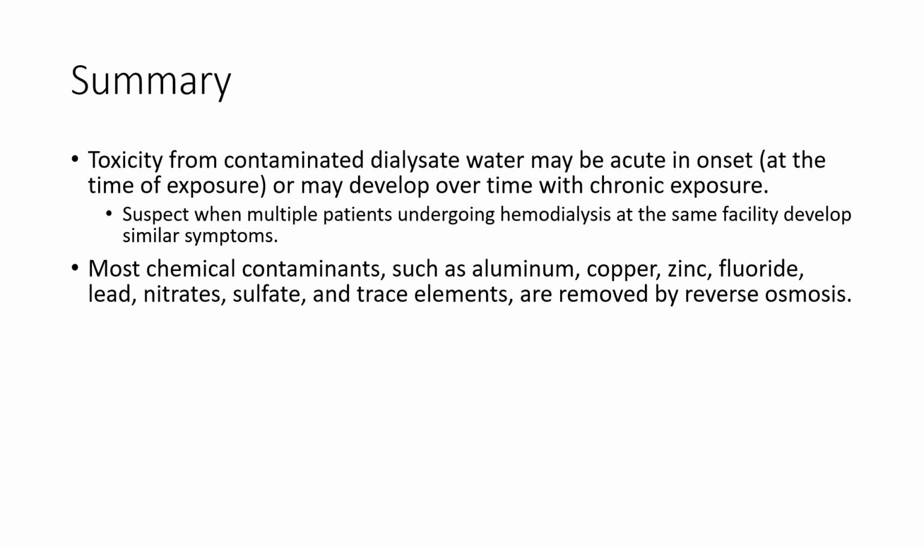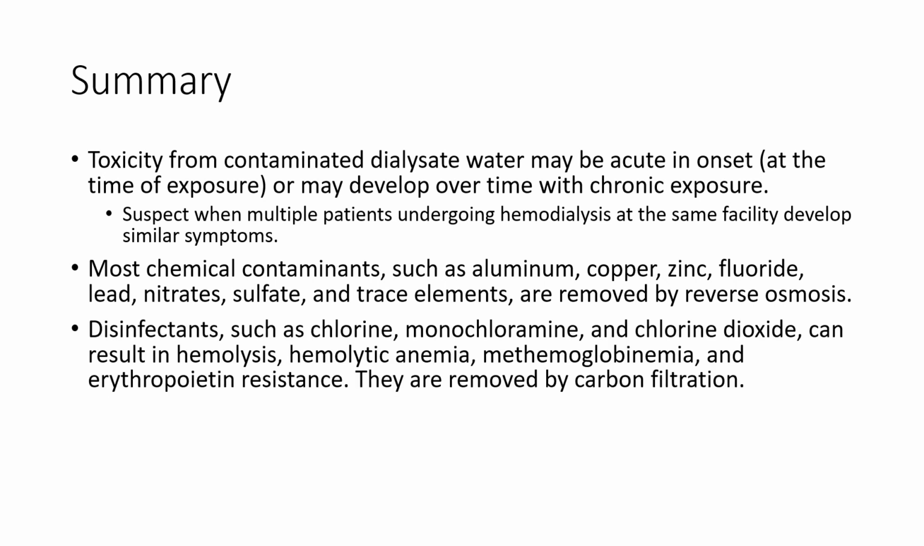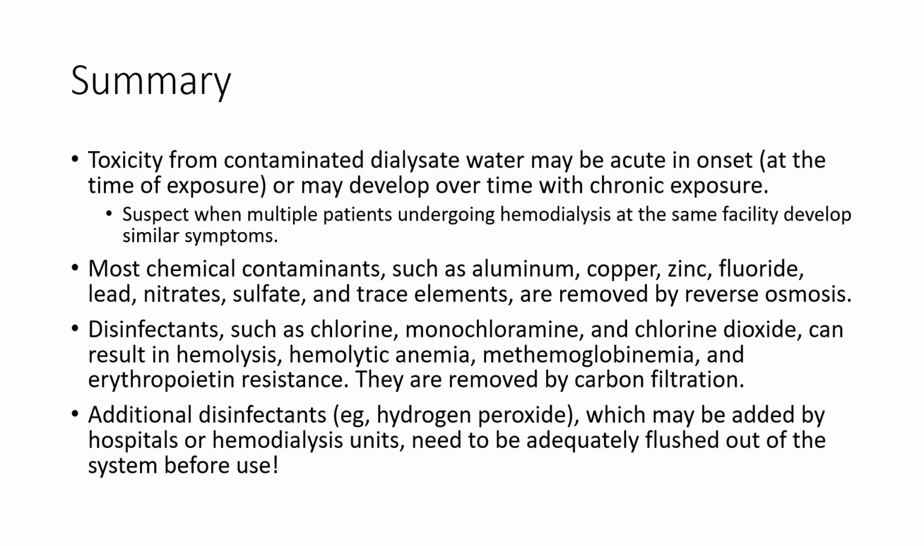Most contaminants such as aluminum, copper, zinc, fluoride, lead, nitrates, sulfate, and trace elements are removed by reverse osmosis. Some disinfectants such as chlorine or monochloramine or chlorine dioxide can result in hemolysis, hemolytic anemia, methemoglobinemia, and erythropoietin resistance. They can be removed by carbon filtration. Additional disinfectants that we add to sterilize the unit need to be adequately flushed out of the system prior to use.